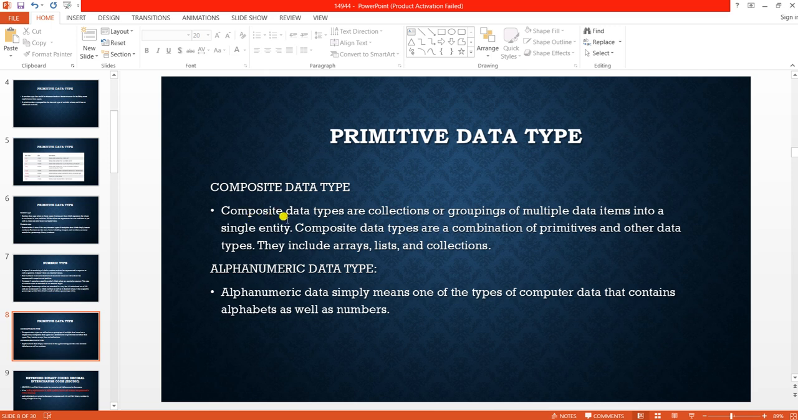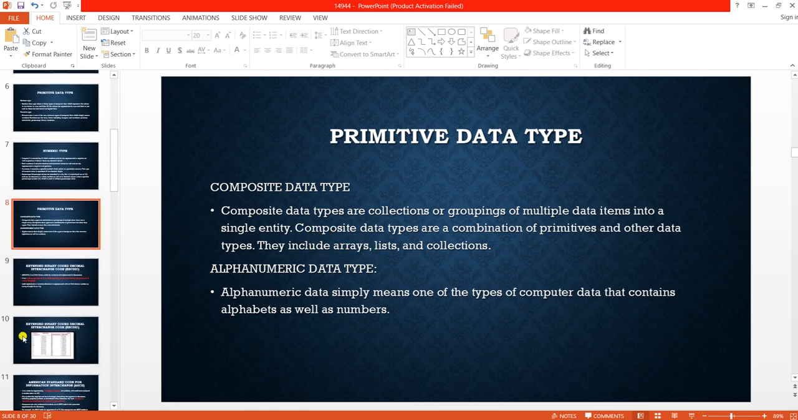Moving on to the composite, it's your combination of primitive and other data types. In this instance, we group your primitive and other data types. Other data types may include your alphanumeric, where you've got a combination of your Boolean and letters, or your numeric data type and your letters. So that's in the form of your arrays.